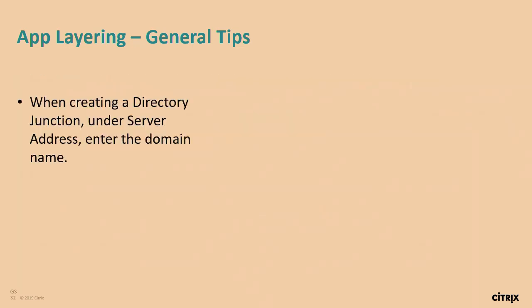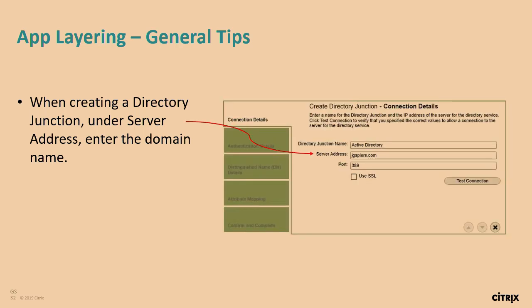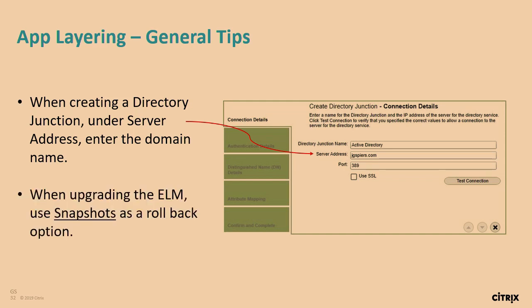Some more tips when creating a directory junction: simply put in the domain name and it will scan all domain controllers in your environment. I see customers creating load balanced virtual servers for this purpose. It's unnecessary. So you just simply put in the domain name as shown in the screenshot. And when upgrading ALM, simply use snapshots as a rollback feature. This might sound like a simple tip, but customers actually do ask this question, and Citrix have said that snapshots is a valid rollback method.